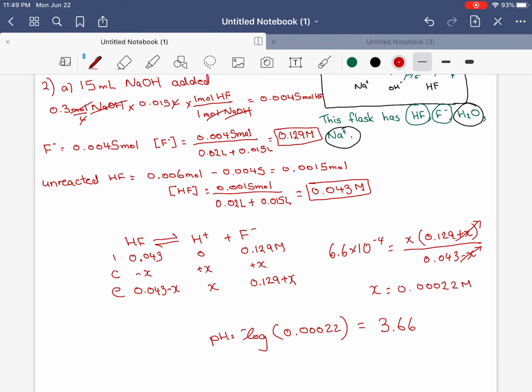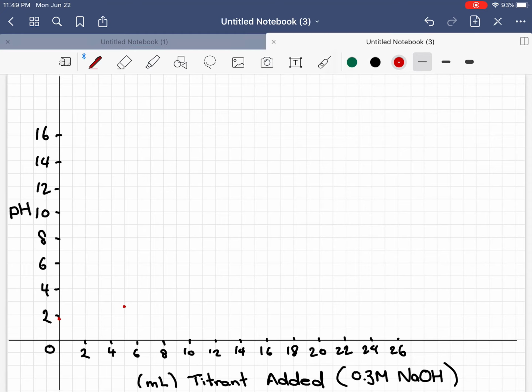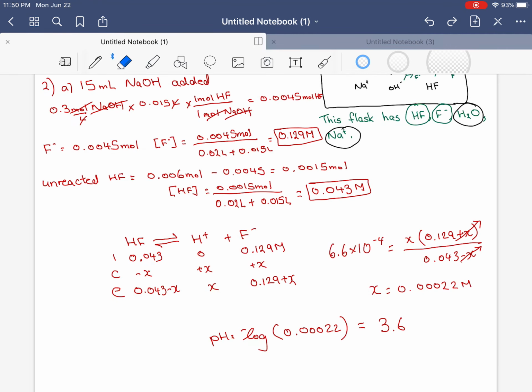Again, pH increased, which it should. All right, so at 15 milliliters, you're looking at 3.66. So 3.66 right there. It went up just as we expected. And I can tell you right now, as we get closer and closer to the equivalence point, it's just going to keep going up and up and up. So let's move on. Let's go to the equivalence point.